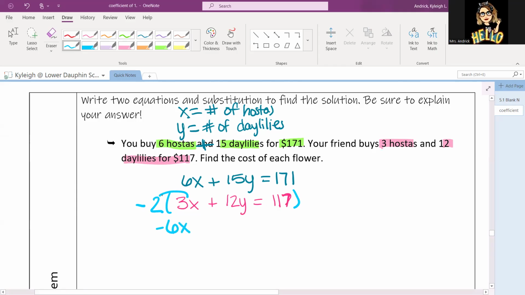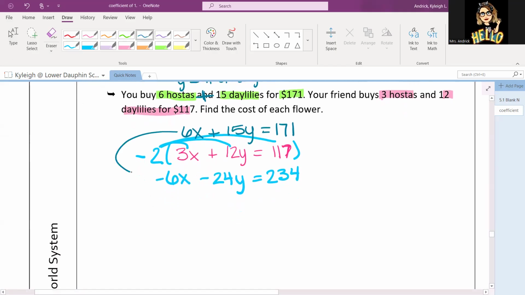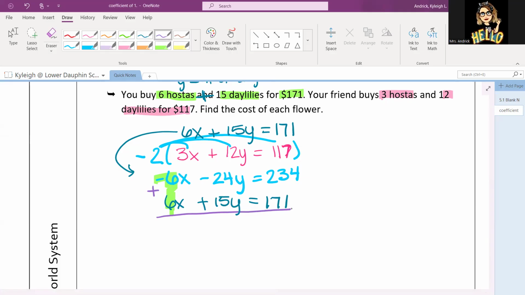We get -6x. We get -24y. And I have no idea what that is. I'm pretty sure it's 234. I am just going to rewrite this equation, bringing it down so that they are next to each other. Once I have same numbers but opposite signs, all I do is just add these up, remember? So if you could solve this now, go for it. So pause the video and solve it for me. That's what I'd like you to do. Pause the video, solve this.